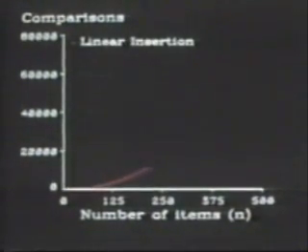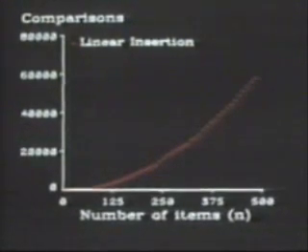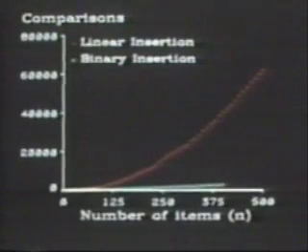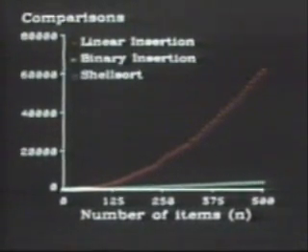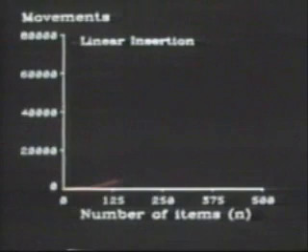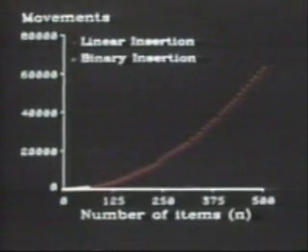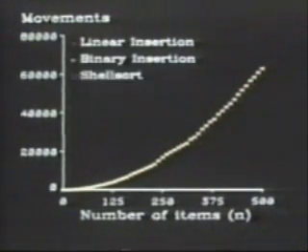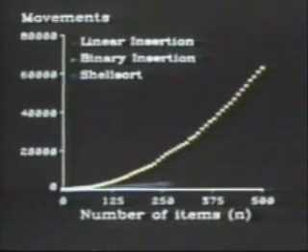The number of comparisons for linear insertion grows as n squared. For binary insertion, as n log n. For the shell sort, approximately the same as n log n. How about the number of times items are moved to get them into their correct positions? In linear insertion, the number of movements grows as n squared. Binary insertion makes the identical movements. The shell sort, however, yields a significant improvement.